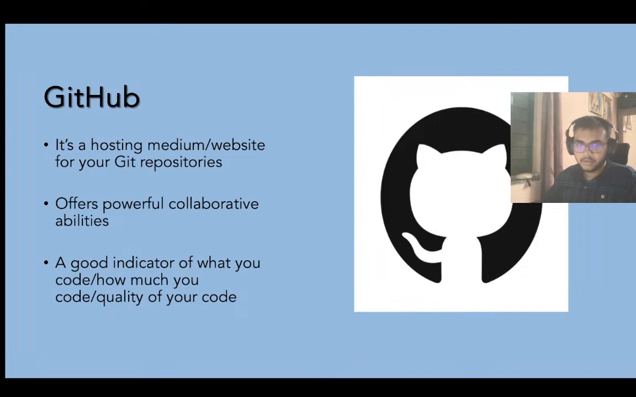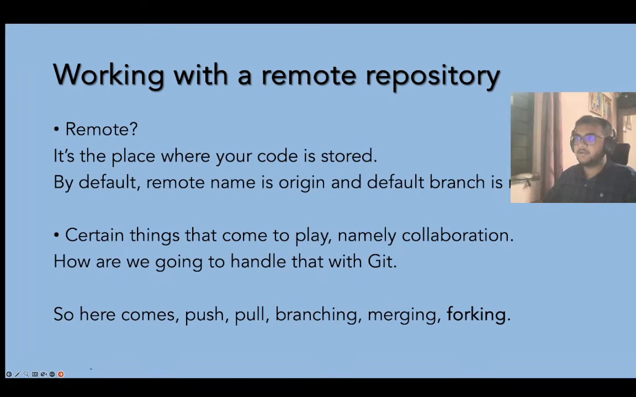So yeah, those are some of the main features of GitHub that I just talked about, and then we'll be getting into the next topic, which is working with a remote repository. Remote basically means a place where your code is stored. By default, the remote name is origin and the default branch is master. Master is where, once you are done making a different branch and merging it, it will go into the master branch, and that's the default branch where everything takes place.